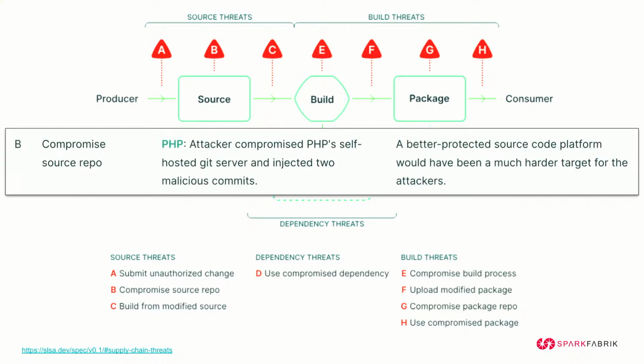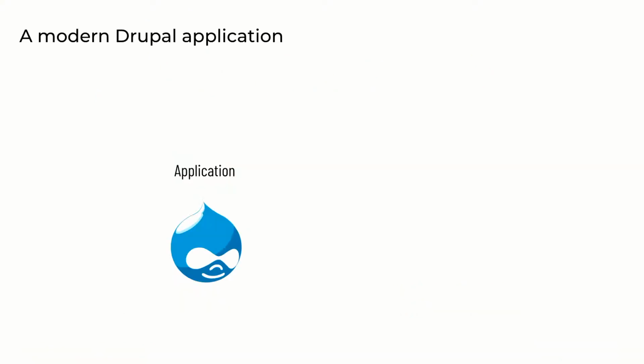For example, in 2021, an attacker gained access to the PHP self-hosted Git server, injecting two malicious commits. It was a big mess. And these are the types of examples you will find inside the SLSA framework. Let's now try to imagine the SLSA diagram in action when building a modern Drupal application.